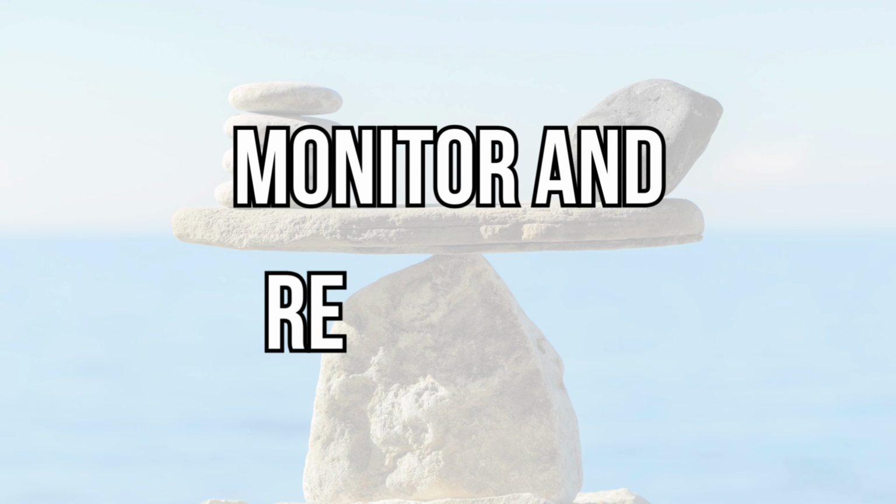Step 8, monitor and rebalance regularly. Your portfolio will drift over time. If stocks go up, you might end up with 80% in stocks instead of your original 70%. Rebalancing means adjusting your investments to stay aligned with your target allocation. Rebalance at least once a year or when asset classes shift more than 5 to 10% from your target.